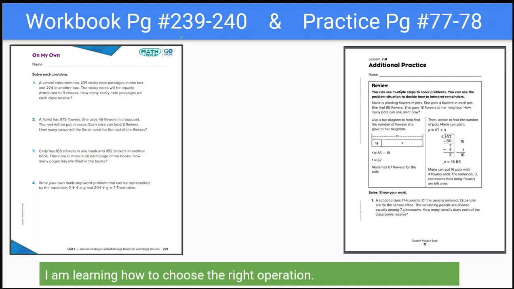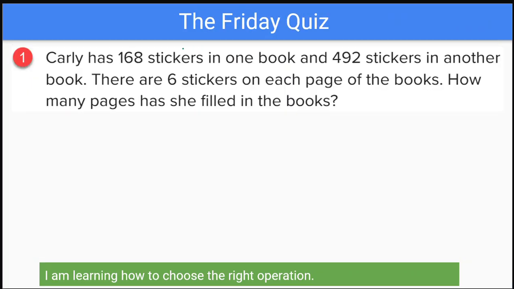All right, well, in class today, we're doing pages 239 and 240 in our workbook. We're doing practice pages 77 and 78. You're learning how to choose the right operation in a multi-step word problem. Well, on the Friday quiz, it says this right here.